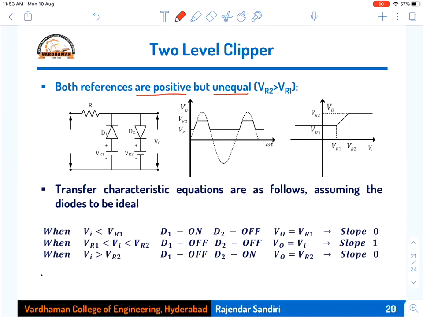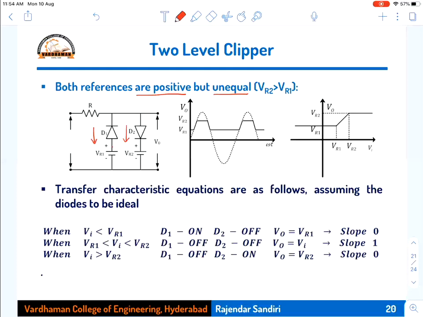Now, the two diodes are connected in the opposite directions, D1 and D2, and VR1 and VR2 both are positive. The polarities, if you see in the clockwise direction, when we are coming down, we are encountering the positive terminal. Here also, when we are coming down, we are encountering the positive terminal of the battery.